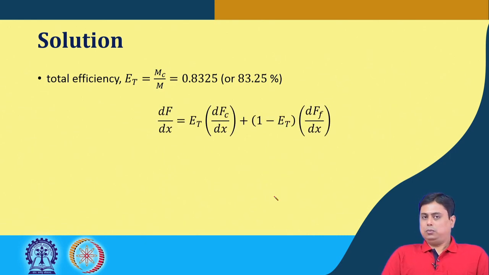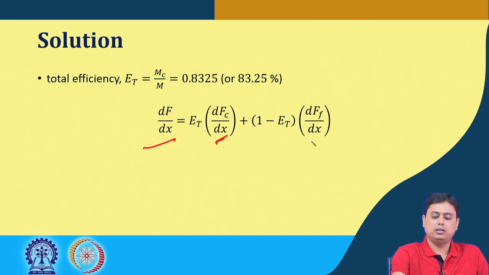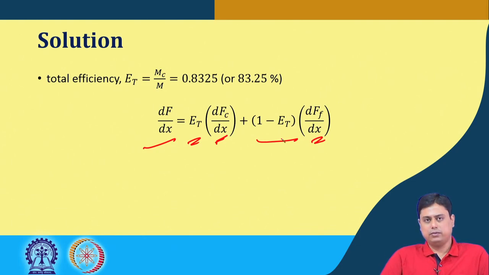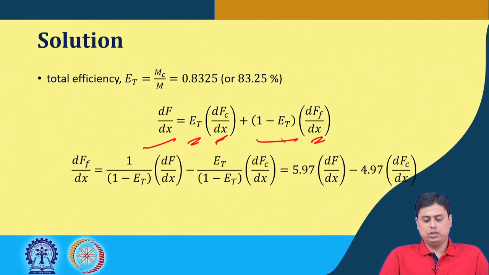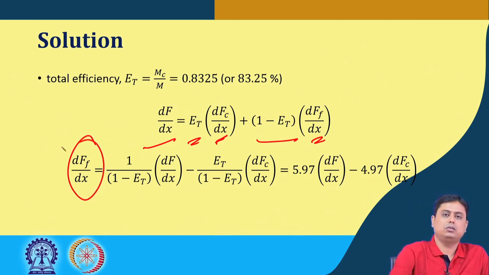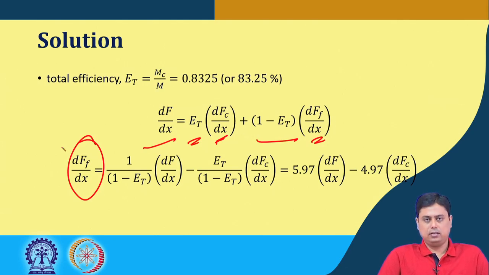So, we know this relation now. This was the size distribution expression that we derived: this is the differential size distribution of the feed on mass basis, this is of the coarse product multiplied by the efficiency, and this is of the finer product multiplied by 1 minus the total efficiency. The question is the finer product distribution, df_f by dx, where again the small f represents the finer product, c stands for the coarse product, and simple F stands for the feed.